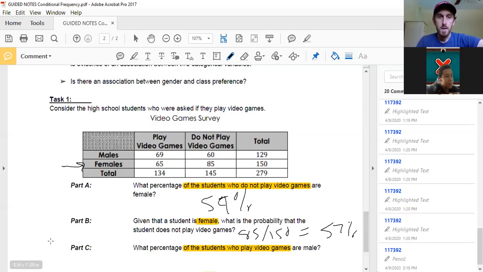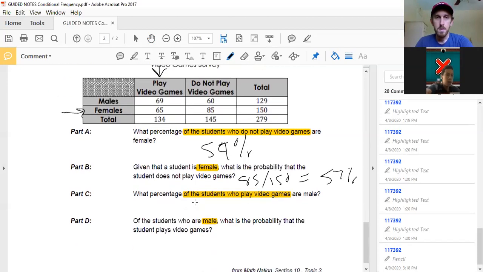Good job. All right. Part C, what percentage of the students who do play video games are male? So what's our condition here? The play video game section. All right, so we got playing video games. I'm only going to focus on the video game column. And we got males, so we got 69 males divided by the total number of the people who play video games, which is 134. What do you get? 51%. All right.